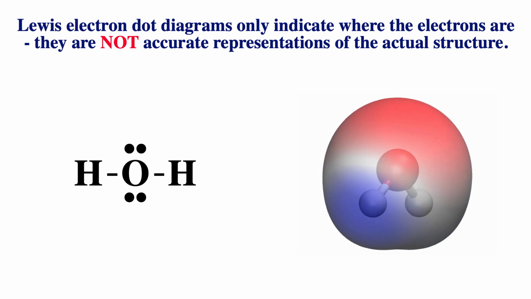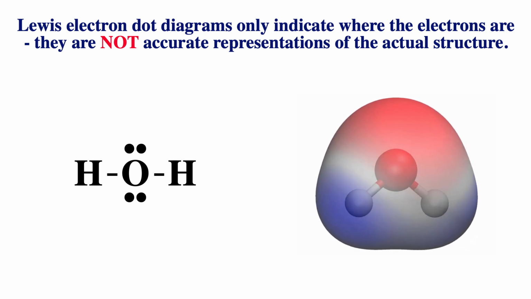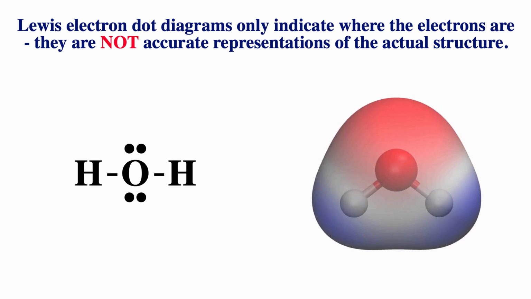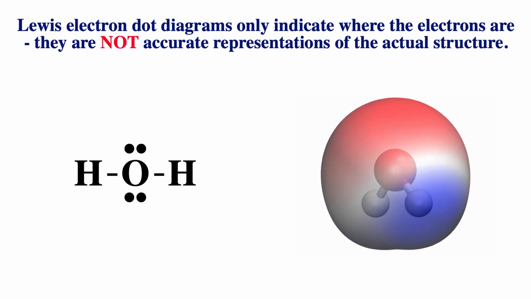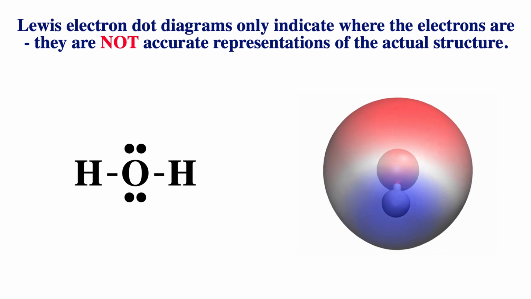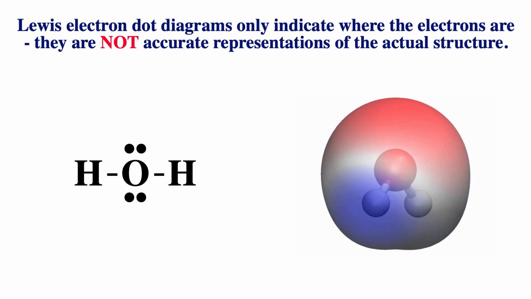And so on the left we have the Lewis diagram for water. On the right we have a pretty good depiction of the water molecule. Remember, molecules are kind of globby-like. The hydrogen-oxygen-hydrogen bond angle is about 105 degrees.